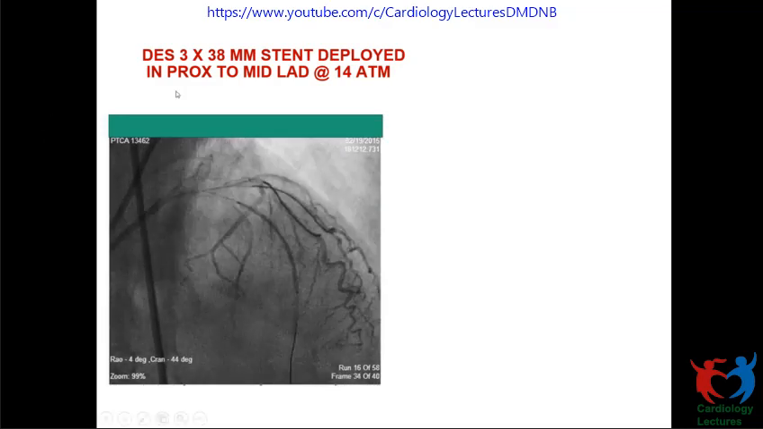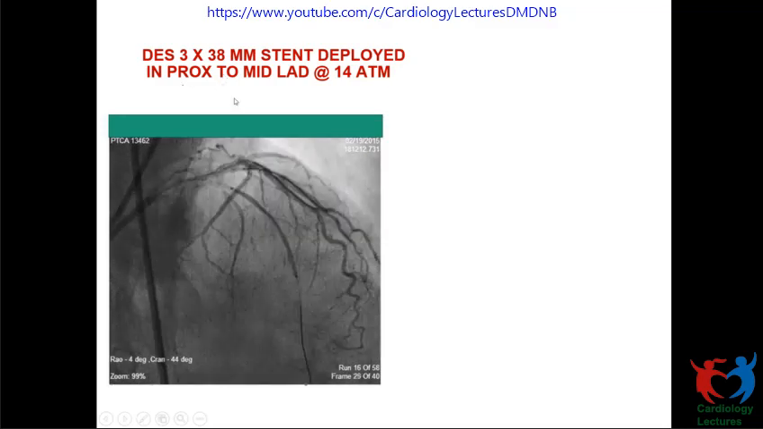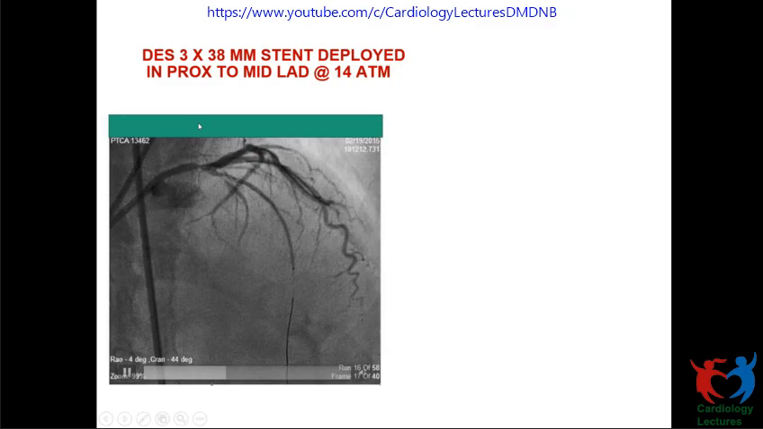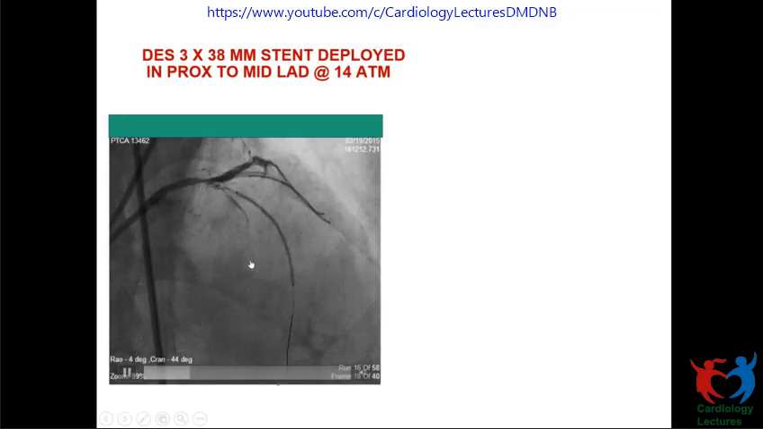Then we take a stent, which is 3 into 38, which is deployed, and this LAD is being covered, the diseased part of LAD. So proximal to LAD, we are covering this part.